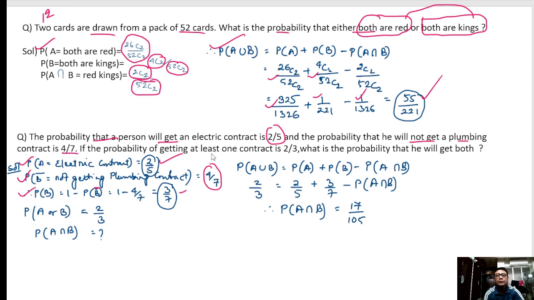If the probability of getting at least one contract is 2 by 3, at least one contract, that means it is P(A union B) given, which is P(A) plus P(B) minus P(A intersection B). They are asking what is the probability that he will get both. That means A intersection B probability is being asked. So we can find it out.